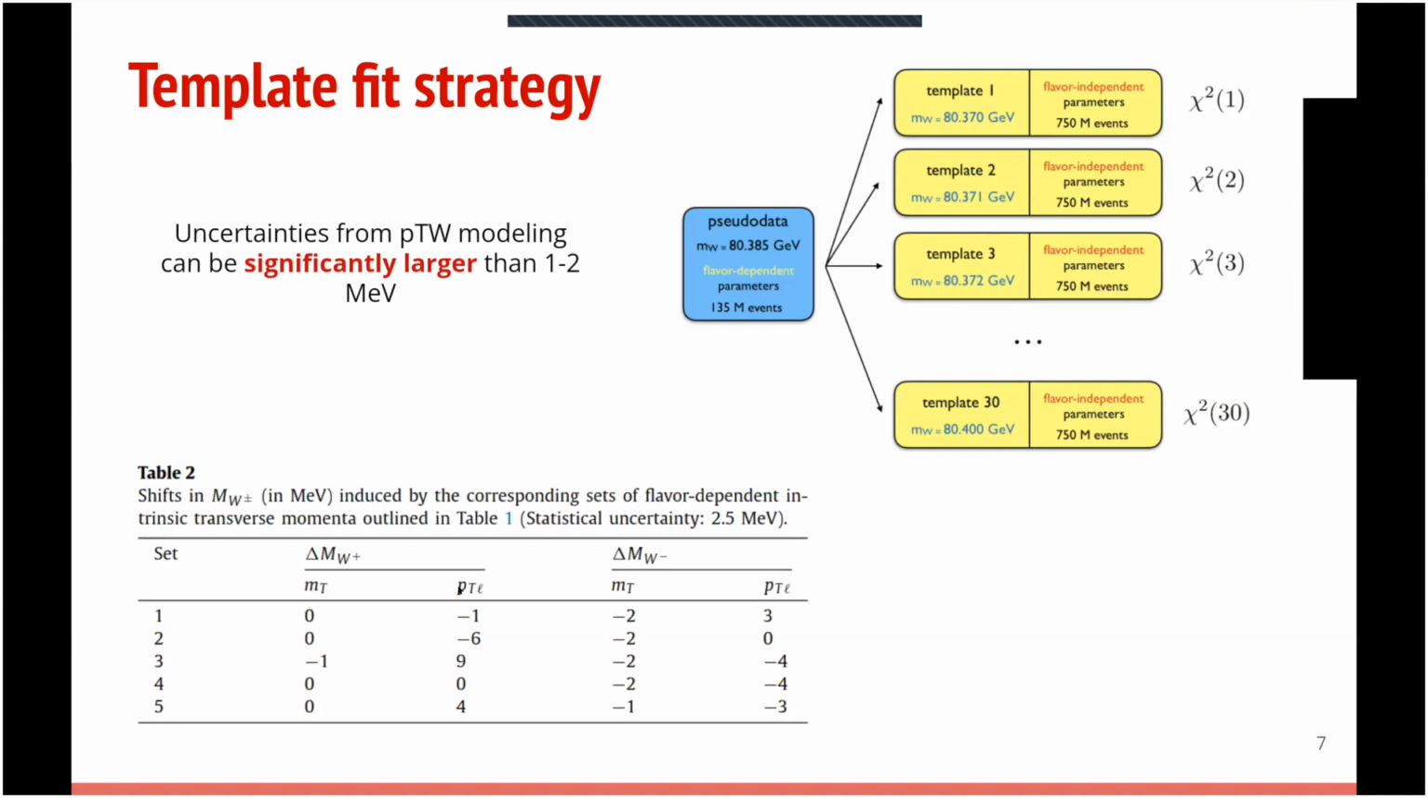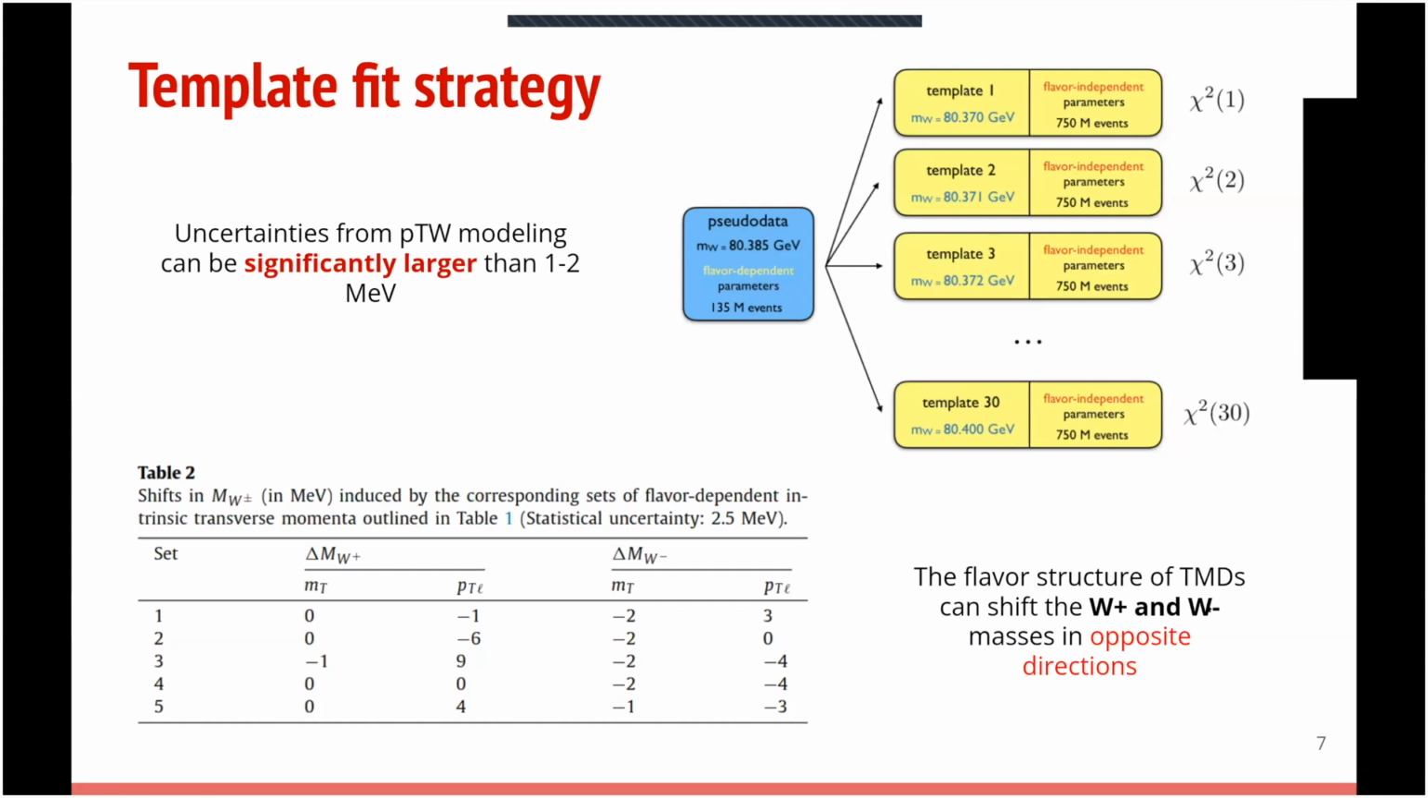So the core message of this very short presentation is that the uncertainty associated to the PTW modeling can be significantly larger than 1 or 2 MeV if you consider the flavor structure of these distributions. And I say 1 or 2 MeV because these are the numbers quoted in the table that I showed you a few minutes ago. And another interesting fact is that the flavor dependence of the quark transverse momentum can shift the W plus and W minus masses into opposite direction.